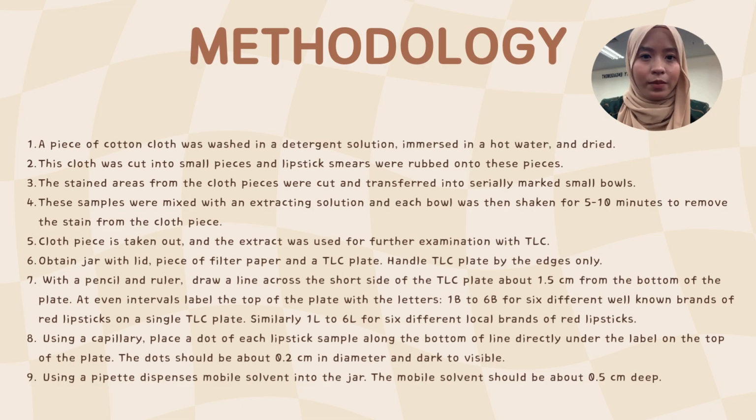At even intervals, label the top of the plate with the letters 1B to 6B for 6 different well-known brands of red lipsticks on a single TLC plate. Similarly, 1L to 6L for 6 different local brands of red lipsticks. Number 8. Using a capillary, place a dot of each lipstick sample along the bottom line directly under the labels on the top of the plate. The dot should be about 0.2 cm in diameter and dark enough to be visible.